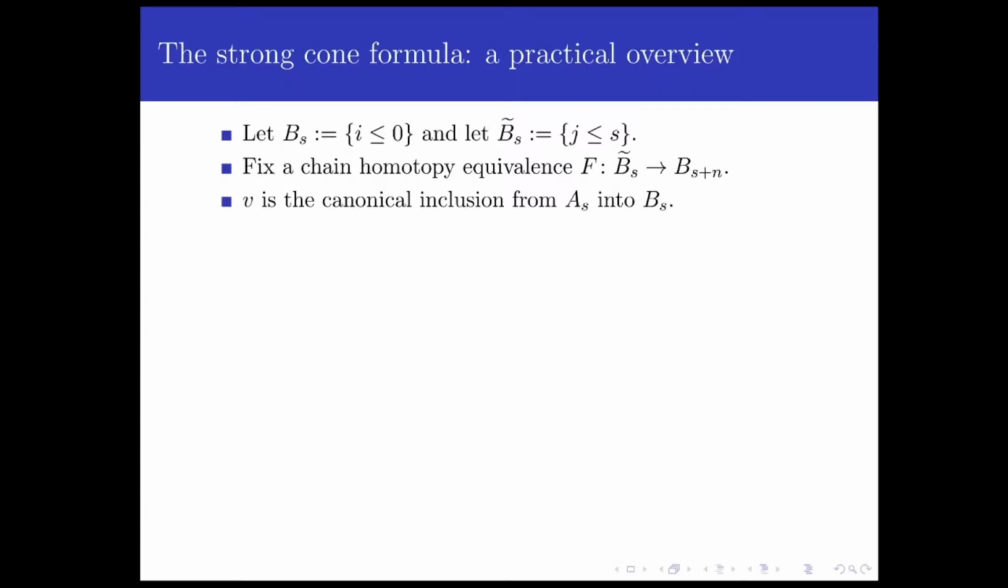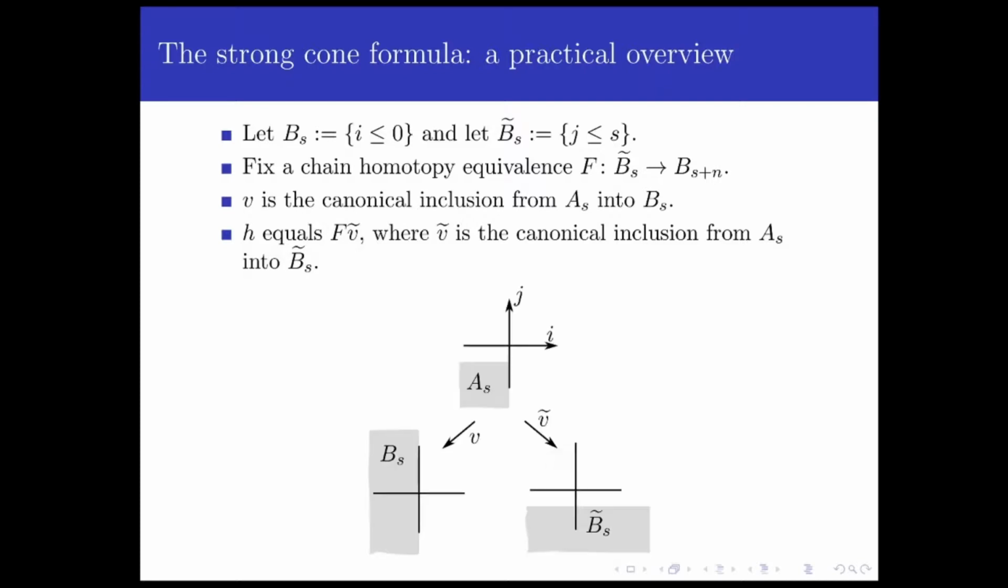Now V, I'm going to let be the canonical inclusion from AS to BS. That's just like in Ozsváth and Szabó's mapping cone formula. And now the map H in their formula is F composed with V tilde, where V tilde is now the canonical inclusion from AS into BS tilde. So these are the terms that appear in their formula. There's nothing new here in what we've done. Exactly the terms that appear in their formula.